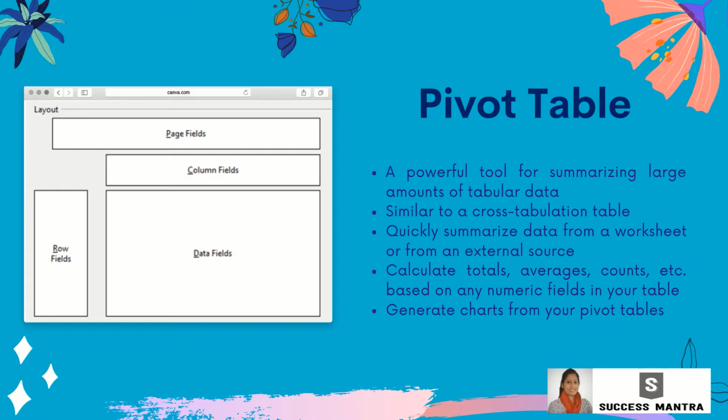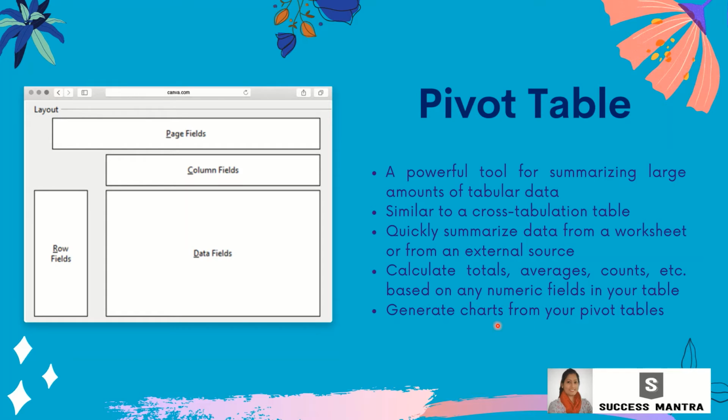Today we are talking about pivot tables. Pivot tables are interactive worksheet tables that act as a powerful tool for summarizing large amounts of tabular data. It is similar to a cross tabulation table. That is, it classifies numeric data in a list based on other fields in the list. Its main purpose is to summarize data very quickly from a worksheet or from an external source. Moreover, it can calculate sum, average, counts, etc. based on any numeric fields in the table.